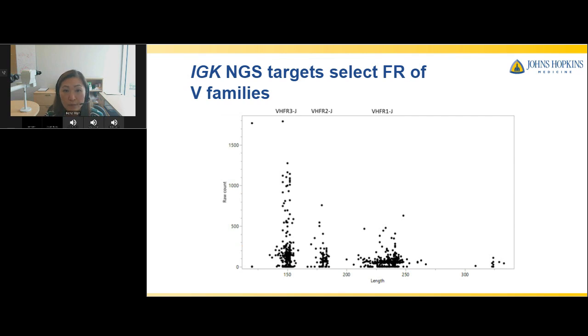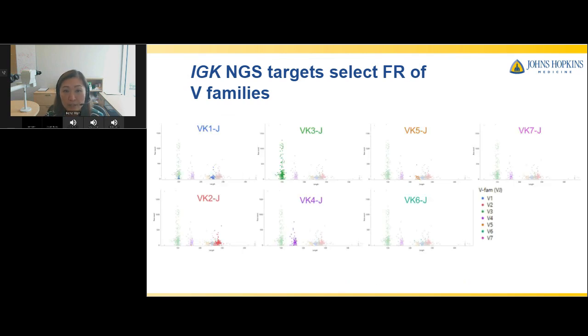So if we do the same component breakdown and we look at VJ rearrangements first, we see that unlike Ig heavy chain, not all V families are amplified equally by all primers. For example, V kappa 1 is mostly amplified by framework 3 and framework 1 primers, but V kappa 3 is almost exclusively amplified by framework 3 primers, and V kappa 4 is almost exclusively amplified by framework 2 primers. So not all genes will be amplified 3 times in this assay.